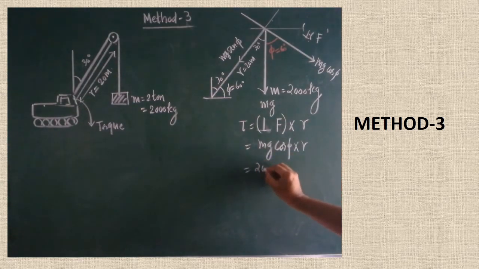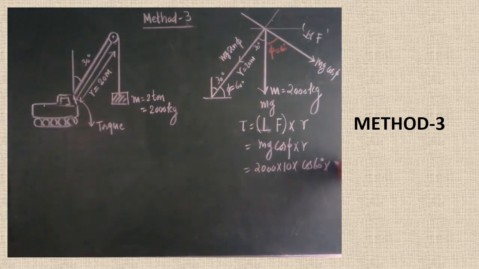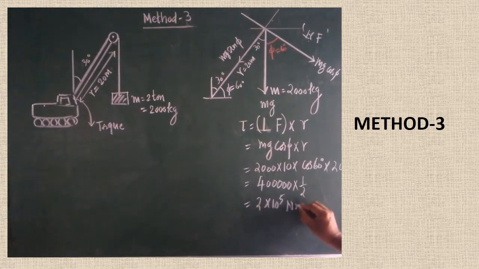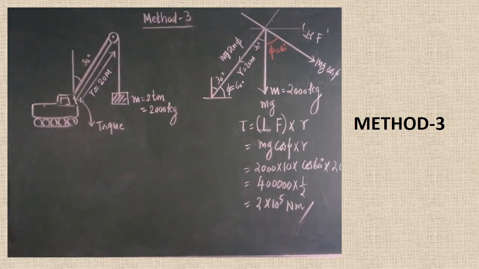M value 2000 kg, g value 10, and then cos φ. Cos φ is how much? Cos 60, into the r value. The arm length of the crane is 20 meter. Again after multiplying these values, you will get 4 lakhs. Are you clear? Into cos φ value, which is half. So finally you are getting 2 lakhs. That 2 lakhs can be written as 2 into 10 to the power of 5. The unit of the torque is Newton meter. Are you clear? So 2 into 10 to the power of 5 Newton meter amount of torque is acting here.